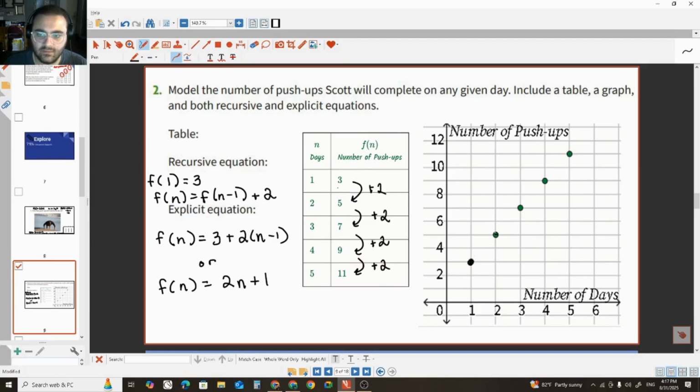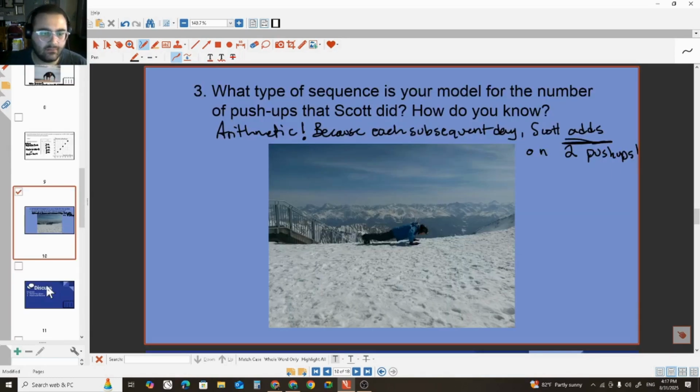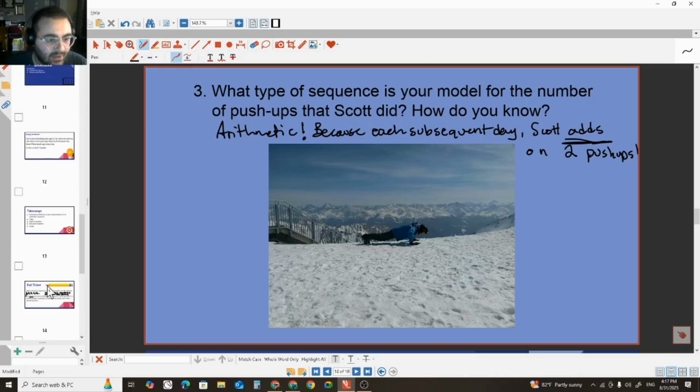The points lie in a straight line. So this is an arithmetic sequence. And we know this because we are adding 2 to get to each subsequent day's number of push-ups. Scott's really killing it with the workout. So we're going to go ahead and end here.